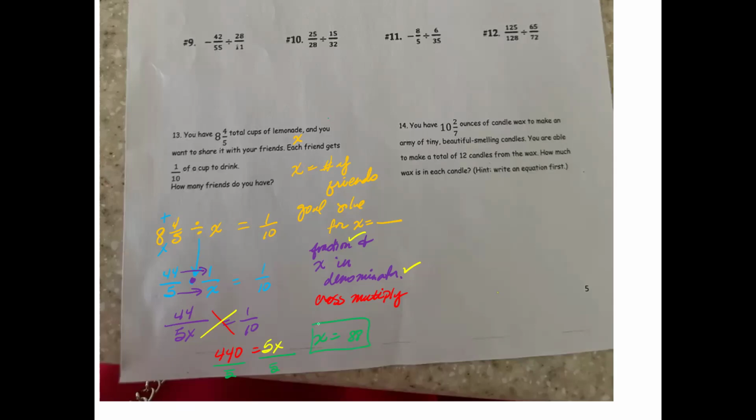Can you please grab a calculator and check? I don't know if that's correct or not. It probably is. 88 times 5. Yeah, it is. It's correct. You don't have to check. I got it. Okay, question number 14.